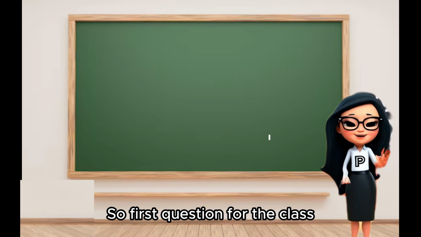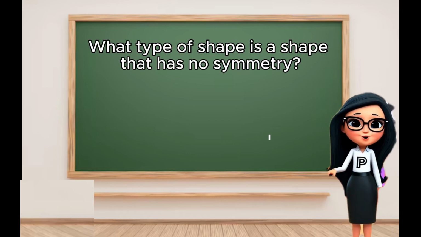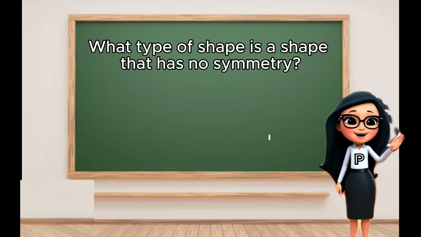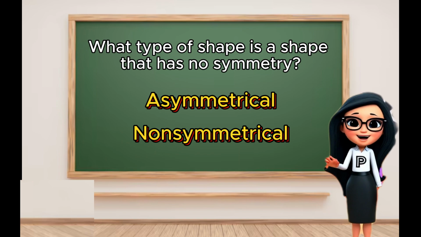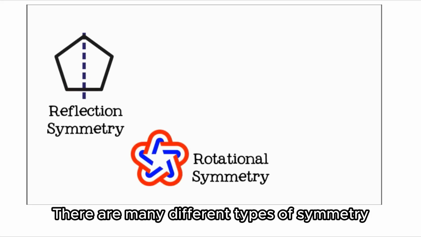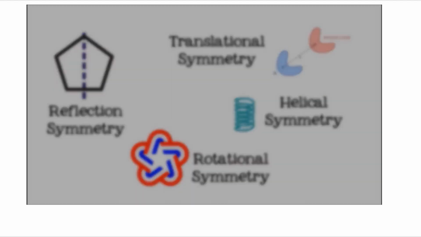So, first question for the class, as I just said. What type of shape is a shape that has no symmetry? Correct, excellent, class. It's called asymmetrical or non-symmetrical. There are many different types of symmetry, but today we only talk about the simplest form: reflection symmetry.